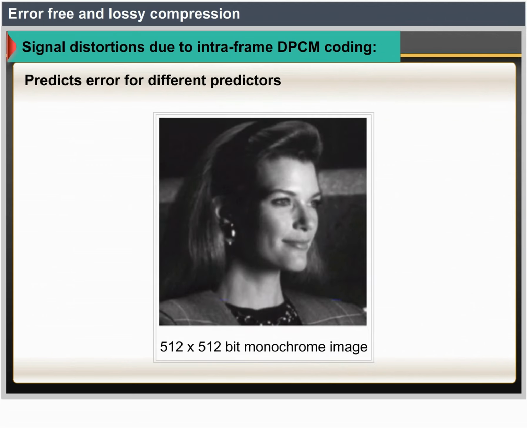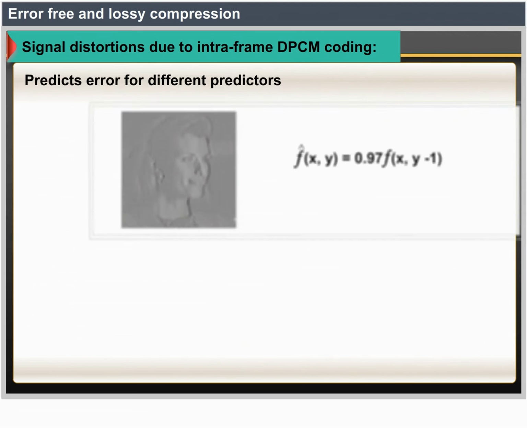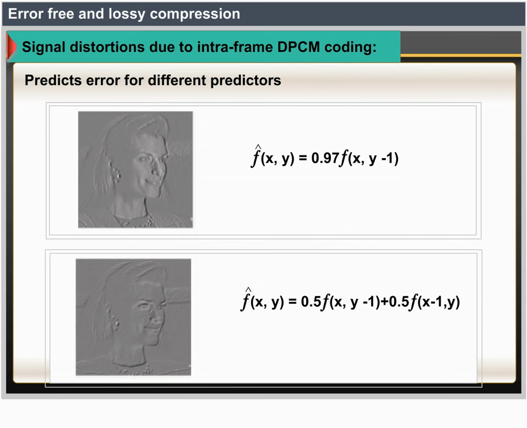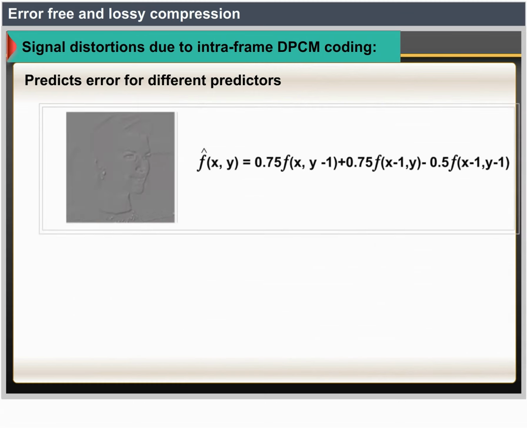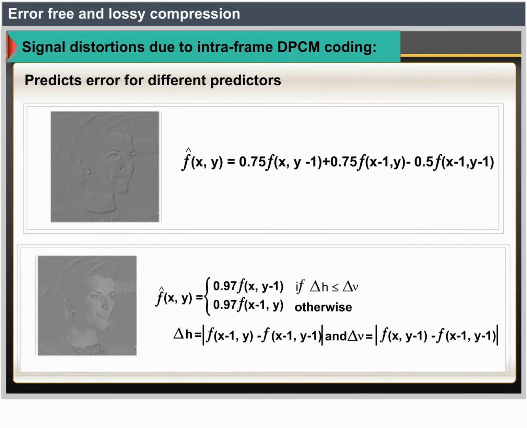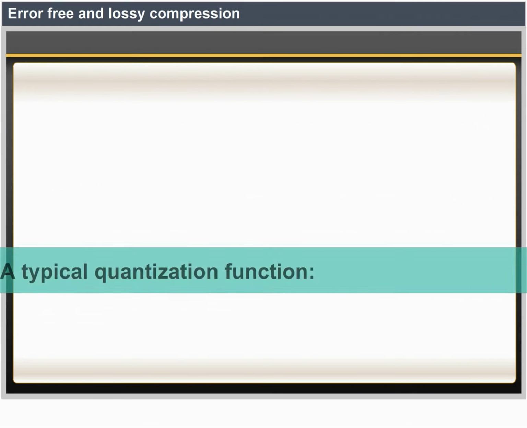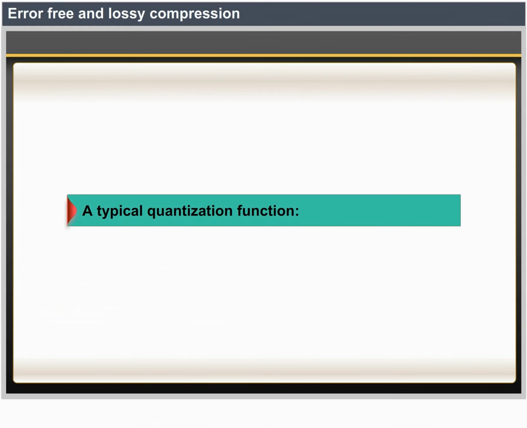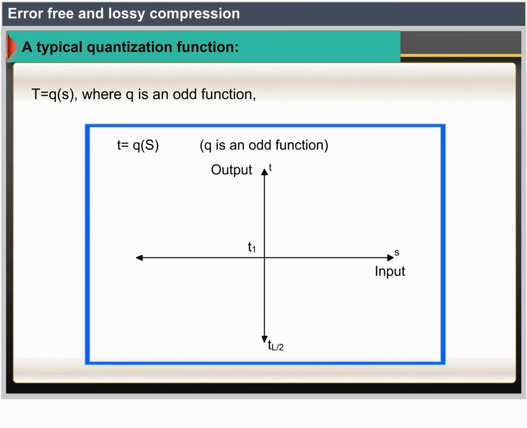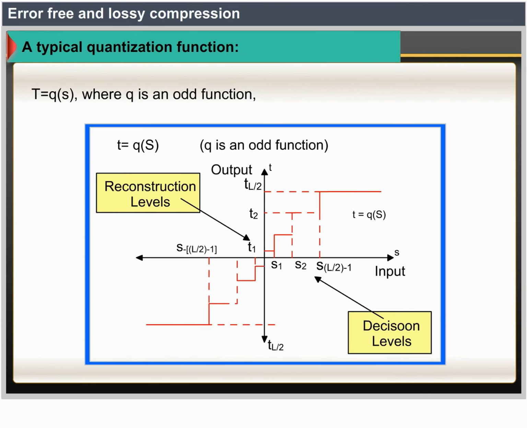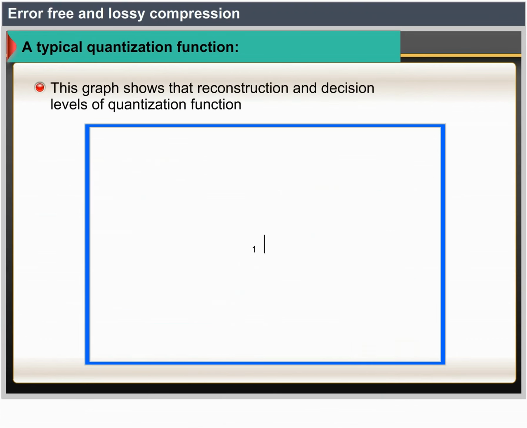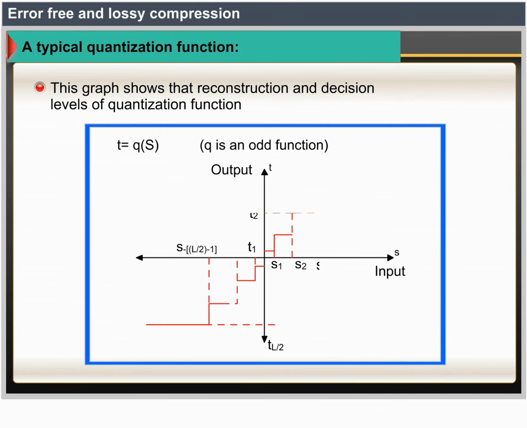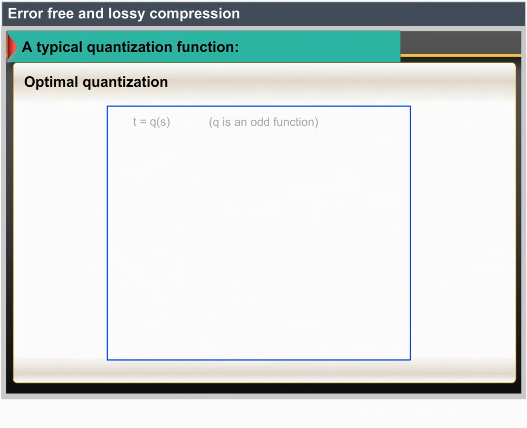The prediction error equations can now be seen. This is also shown for different prediction errors. A typical quantization function: T equals Q of S, where Q is an odd function. This graph shows the reconstruction and decision levels of the quantization function. The optimal quantization equations can now be seen.